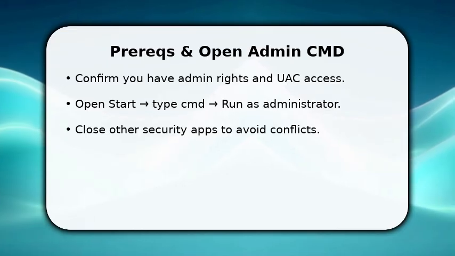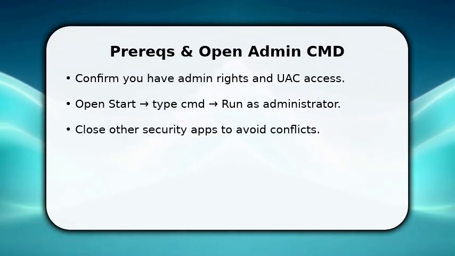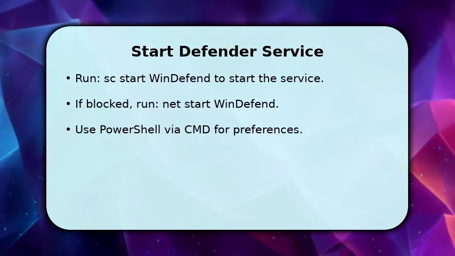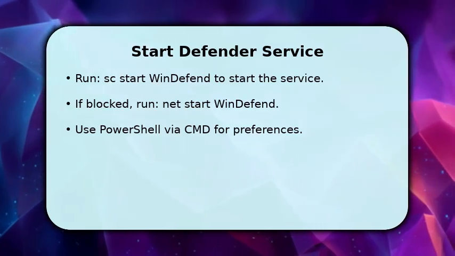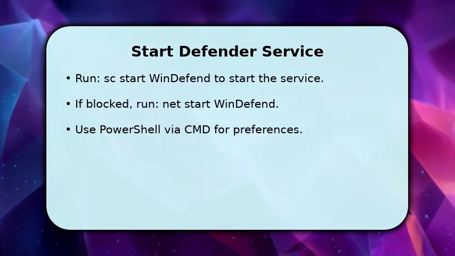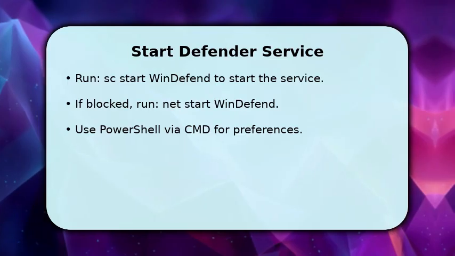Start the Defender service from the admin CMD. Type SC start WinDefend and press Enter. If that fails, try net start WinDefend as an alternative. Once the service runs, you'll enable protection settings.